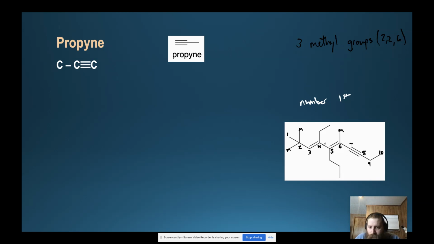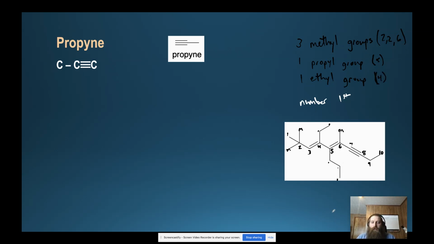I also have a propyl group, right? So prop is 3 carbons. So I have 1, 2, 3 right there at position 5. So I have a propyl group at position 5. All right, at position 4, okay, we have an ethyl group, meth, eth, right? 1, 2. So I have 1 ethyl group, and it's at position 4.